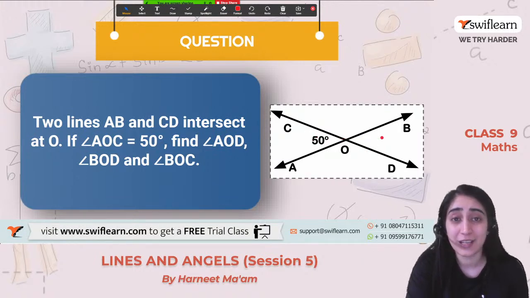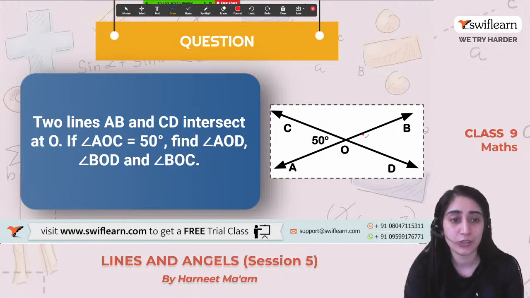Why? Because they are vertically opposite angles. Very good. So this angle will be equal to 50 degrees because they are vertically opposite. Now moving on to angle AOD. Can I find out the value of angle AOD? Yeah. How will I find out?